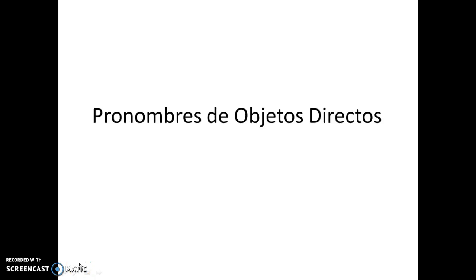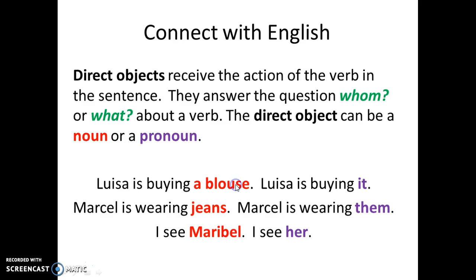Pronombres de objetos directos. En este video vas a aprender qué es un objeto directo, qué es un pronombre para un objeto directo y en dónde podemos colocar los pronombres para objetos directos. Bueno, empezamos. First, connect with English.